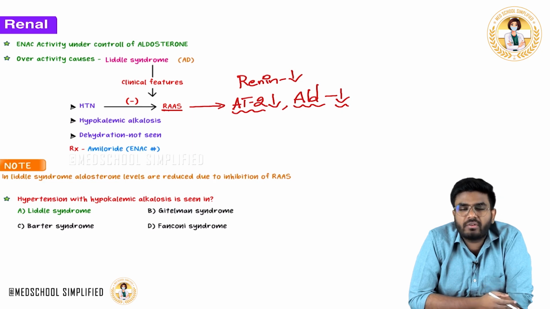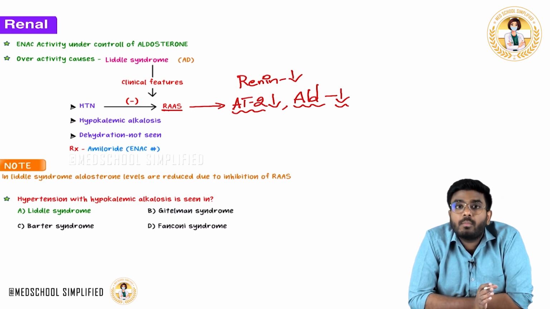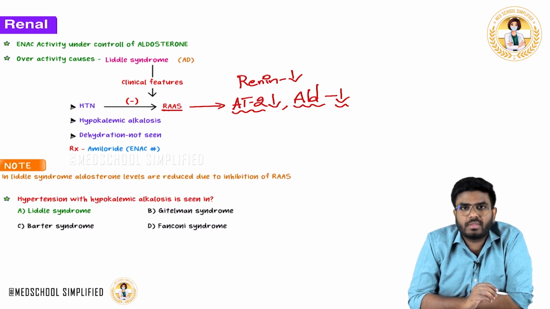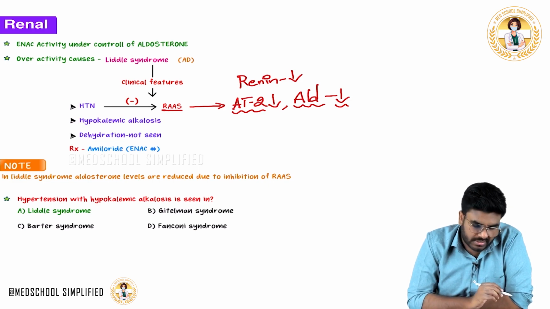So more potassium is going out of the body. Some potassium will try to come back. Now in that attempt, more protons are going out of the body. That causes hypokalemia as well as alkalosis. Hypernatremia causes hypertension. So more potassium excretion will cause hypokalemia as well as alkalosis.